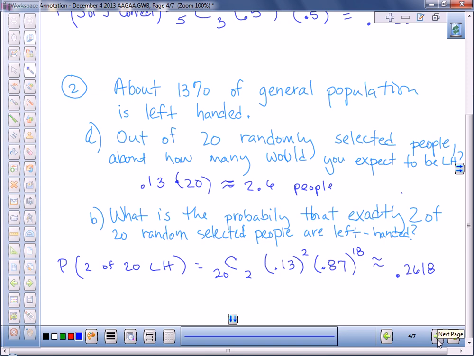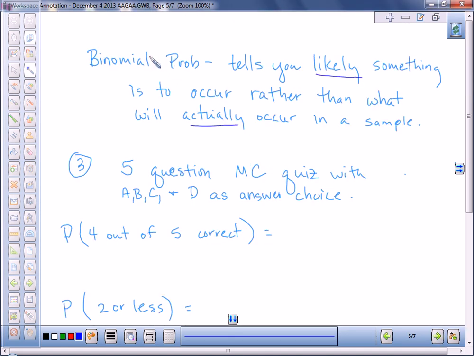Okay, now, when we're looking at a binomial probability, this is telling us how likely something is to occur, rather than what will actually occur in our sample. It's giving us a likelihood of something happening. Not exactly what will happen, but a likelihood. It tells you how likely something is to occur rather than what will actually occur in the sample.